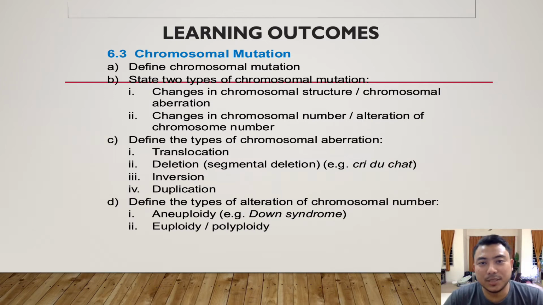This is video 3 for chapter 6, chromosomal mutation. So here are the learning outcomes for chromosomal mutation. Later we're going to define chromosomal mutation and state the two types of chromosomal mutation, define the types of chromosomal aberration, and define the types of alteration of chromosomal number.